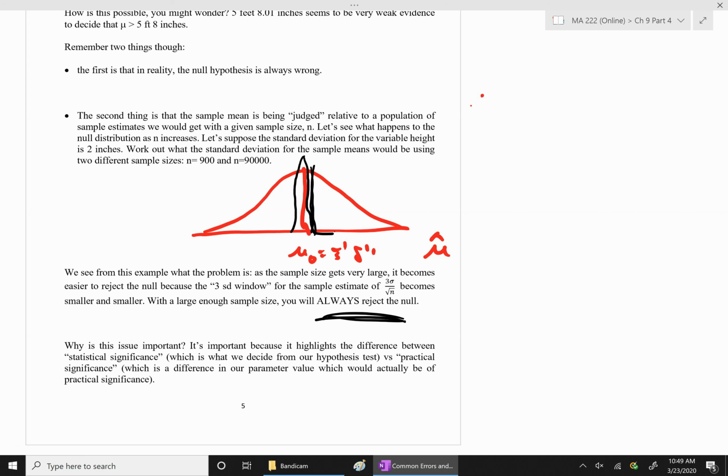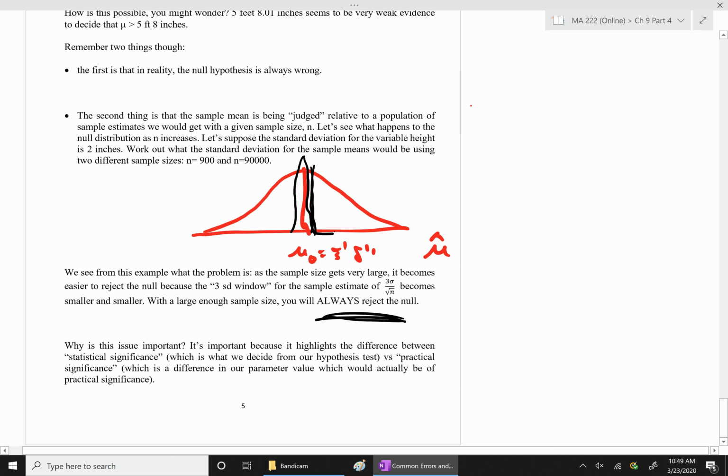In other words, if my sample is large enough, I'm always going to reject the null hypothesis that says the null is 5 feet 8 inches. Because the reality is that it's not exactly 5 feet 8 inches. It's a little bit different, but we don't care about that small difference. Okay. But I'm going to be able to resolve or detect that difference if I make my sample size large enough. So this issue used to not be so much an issue when I was a student, but now with big data, it's a huge issue.